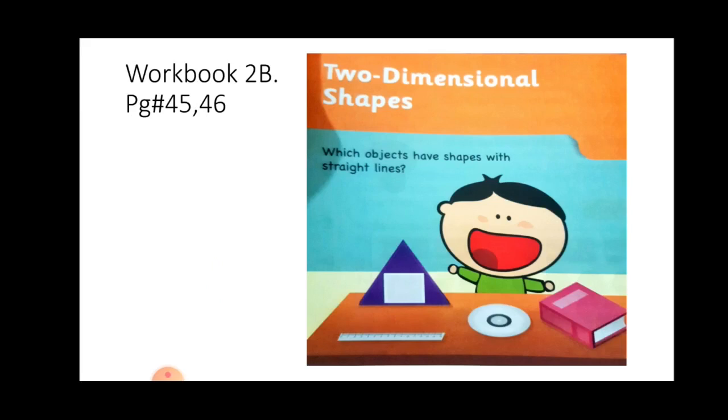And second, this is a disc. Can you see in the picture? Disc. This is a curve shape. We can draw a circle with it. This is a book and this is a triangle. So let's start with our topic.